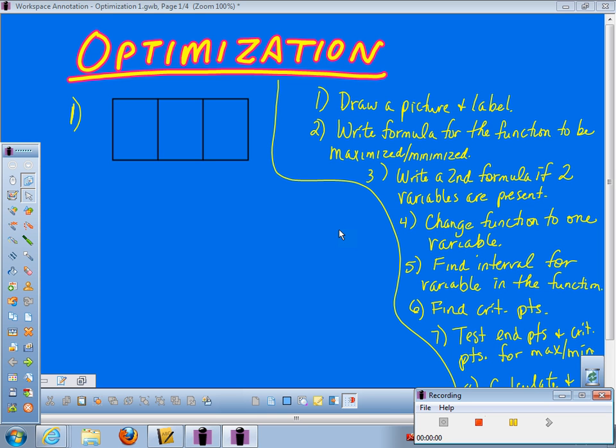I know you've probably been suffering withdrawal symptoms from a lack of calculus, so here's your opportunity to get started again. We are ready to talk about the most important topic of optimization. This has many, many real-world uses. In fact, the entire section is going to be fun, exciting application problems.